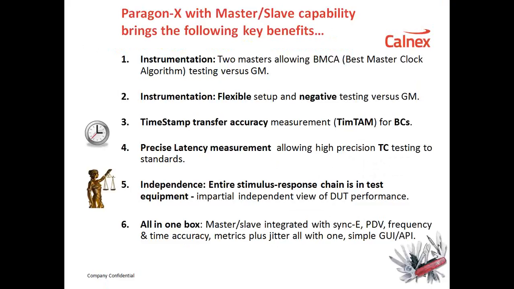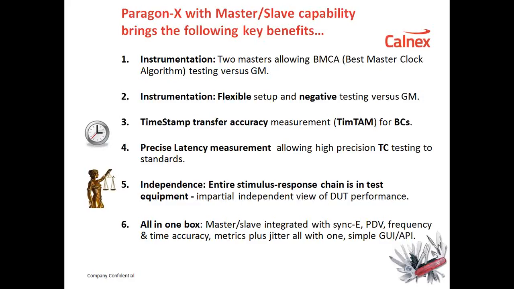So versus real master-slave equipment, the key benefits are instrumentation, in other words, 2 masters allowing best master clock algorithm testing and all the necessary settings and fields brought out to a single simple user interface to allow detailed testing beyond what is viable with network equipment. This includes flexible setup and negative testing because there are no restrictions in how the field values can be set and combined. And remember, we've been told by network equipment manufacturers how easy it is to operate and change the settings here versus real network equipment.